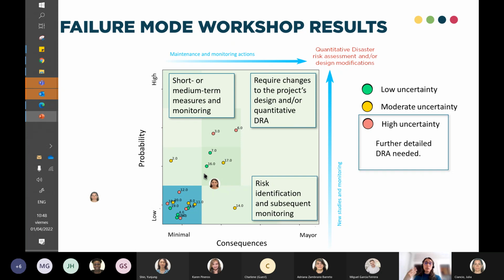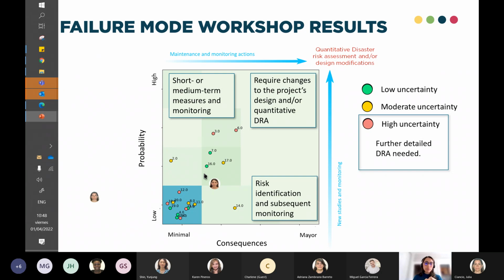And maybe you need to perform a quantitative disaster risk assessment. If you are more on the minor consequences but high probability, you need to take short or medium term measures. That may be like floods that really happen several times in a year, and then you decide to have this sacrificial area to prevent losses. You say, okay, this will flood, but nothing is going to be lost, and we're going to be fine.